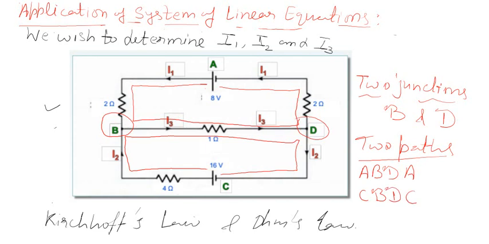If I use Kirchhoff's law, the sum of all the currents entering and leaving a node or junction must be equal to 0. One junction is B. Here I1 is entering B, I2 is also entering B, and what is exiting is I3. So at junction B, I3 is equal to I1 plus I2.